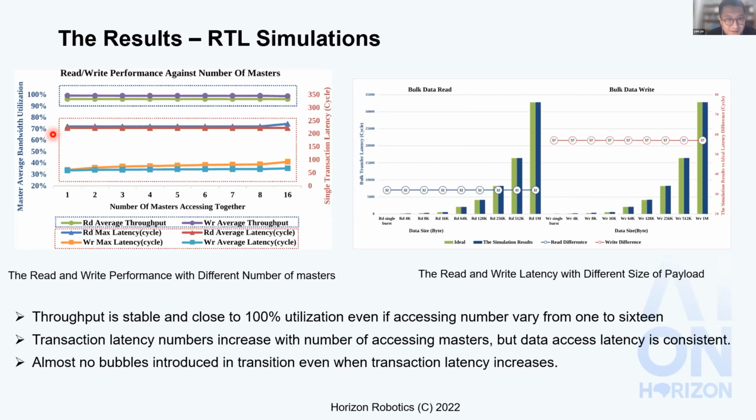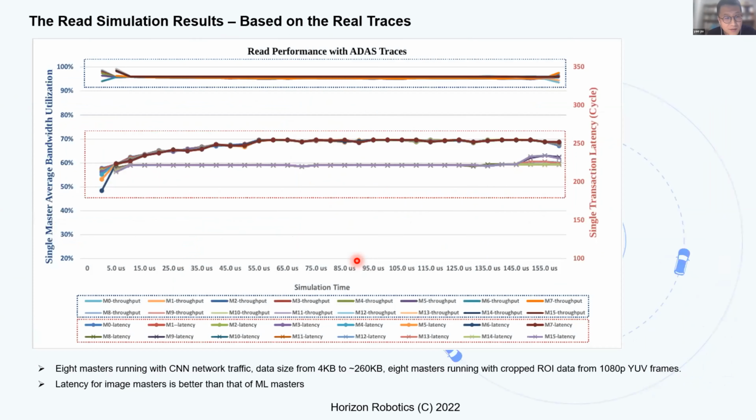Okay. So the transaction latency number increased with the number of accessing masters, but the data throughput is pretty stable. So we built a second test to test the bulk data transaction. We can see that after the initial pipe latency, we can achieve almost 100% throughput. So the bulk data latency is very consistent. Next page, please.